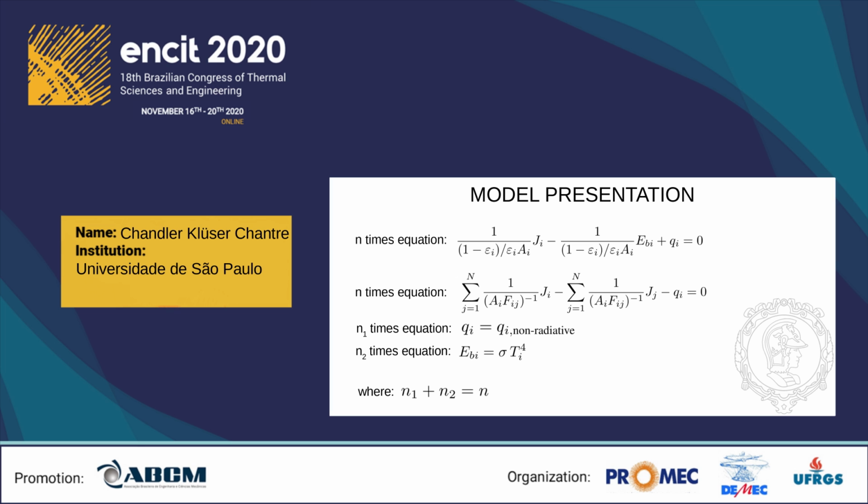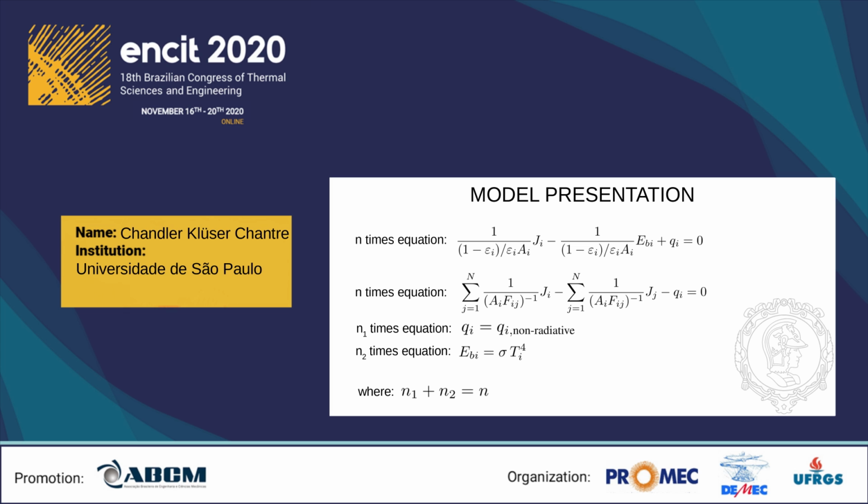The first group of n equations is presented in the first line. It gives how much a radiant surface will contribute to the radiative heat transfer mode to the system depending on its emissivity. The second group of n equations is presented in the second line. It distributes the total radiative heat flux of a radiant surface to other surfaces which are in the same enclosure.